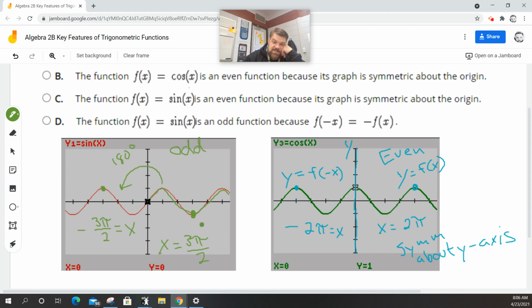But notice that this is a negative y value. And let's put the values in here. So at this particular one, y equals negative 1. But at this particular point, y equals positive 1. So when the x's are opposite, guess what? The y's are opposite too.